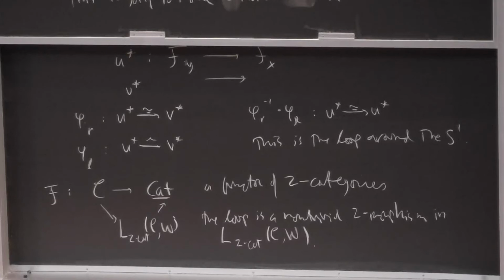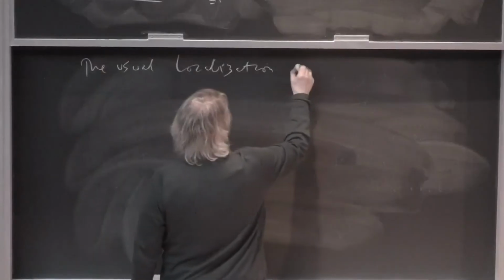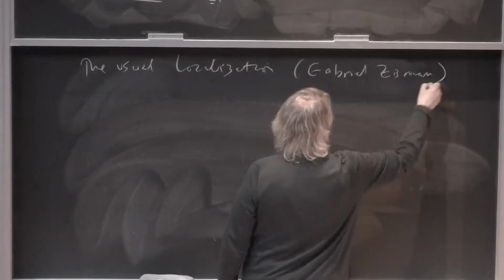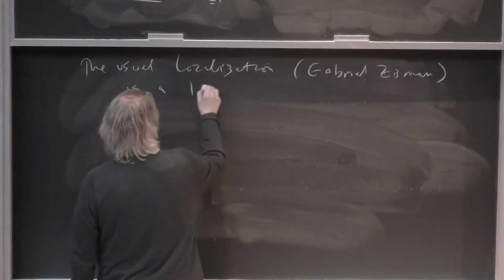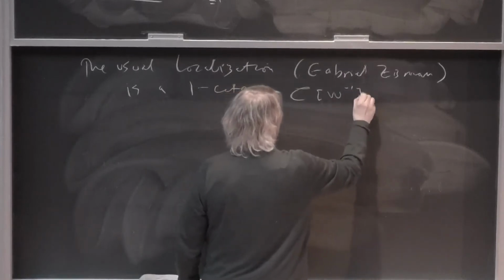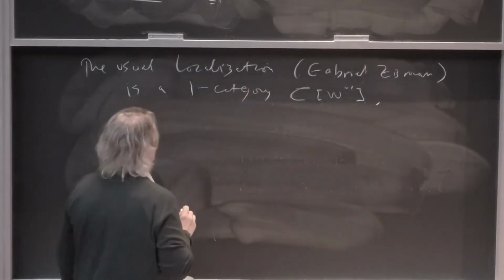But I just wanted to say this to explain how this fits into what we learn about localization of categories from the classical texts, Gabriel Zisman principally. So the usual localization of Gabriel Zisman is a one category denoted C and then W inverse. And it's given like this.